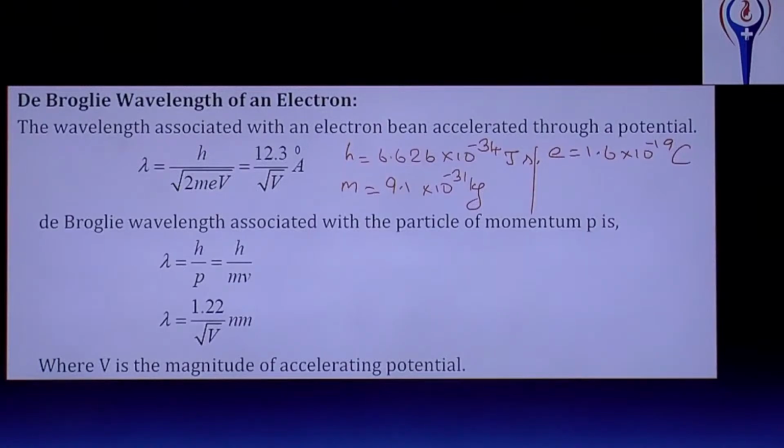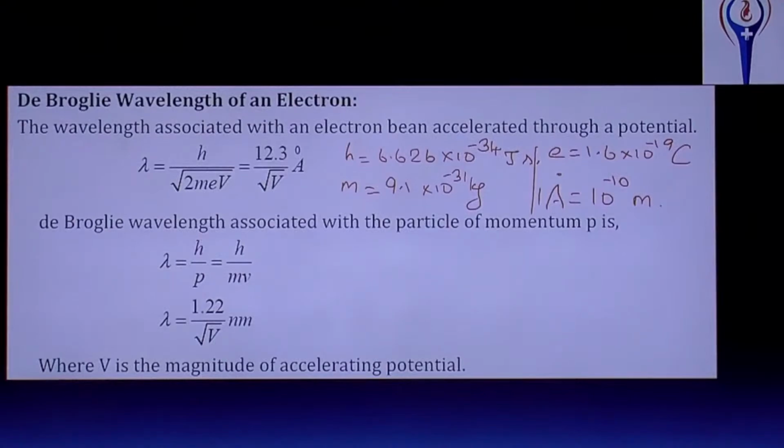1 Angstrom equal to how much? 10 power minus 10 meter. If you substitute the h value, m value, e value, then we will get 12.3 into 10 power minus 10 meter, that is only Angstrom by root V. So all the things are constant. h is constant, mass of the electron is constant, e is constant, 2 is constant. So simplify all these things, then we will get 12.3 into 10 power minus 10 meter, and it depends upon V only.